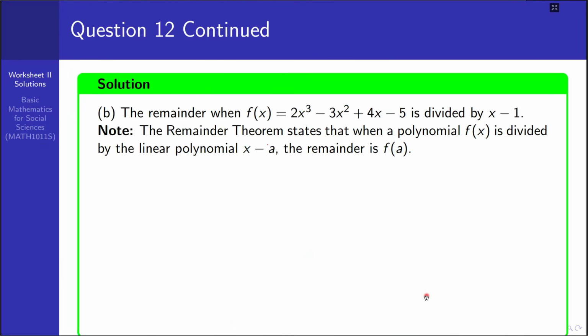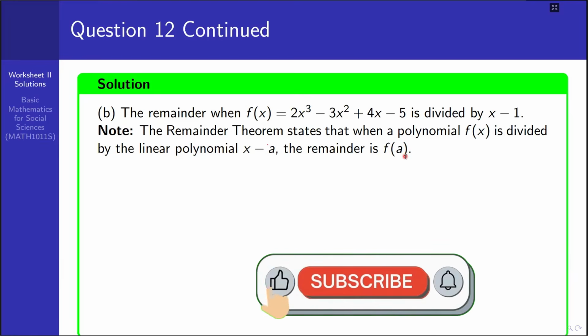Next question, question number B. We are asked to find the remainder when f of x, this expression, is divided by x minus 1. We have the remainder theorem. The remainder theorem states that when a polynomial f of x is divided by a linear polynomial of the form x minus a, the remainder is always f of a.